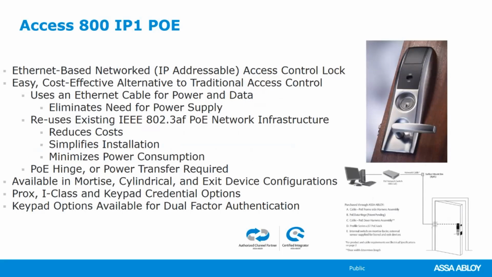Again, if you have a system in place that can wire into it, but we would have a special, what we call PoE, power over Ethernet hinge, or power transfer that's required for the data and for the power. This gives you that large Access 800 Escutcheon, available in Prox, iClass, and keypad. When we get into smart card, we can't do it in this form factor. But we have a keypad available with this that we haven't released broadly yet with the other form factor.